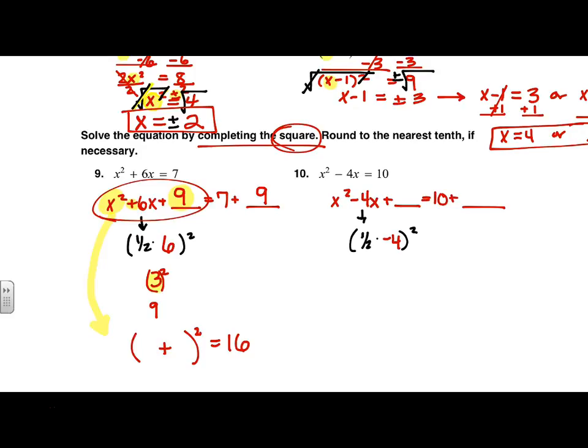Does that make sense? So the square root of x squared is just x. The square root of 9 is 3. And I put a positive because I have a positive sign in the middle. It's also the same thing as using this middle number right here, which is the 3. Now we're going to solve that in just a second. We have it all primed and ready to go. But let's go ahead and see if we can get number 10 up to snuff also.